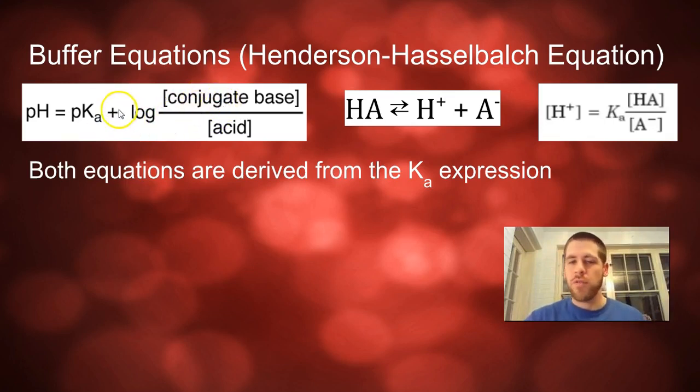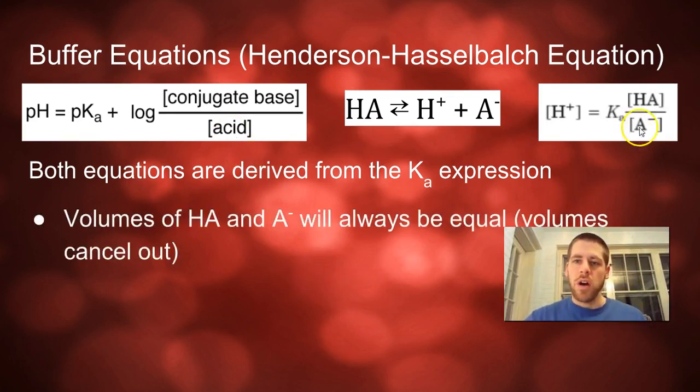And so because it's often written with a positive log, that's why the base is on top and the acid is on bottom. So just kind of pay attention to that. It's easy to kind of get them flipped around. When you look at the ratio of acid to base or base to acid over here, they're both in concentration, right? But if we think about the context of this, the buffer is one solution. It's in one container. And so the volumes are going to be the same all the time.